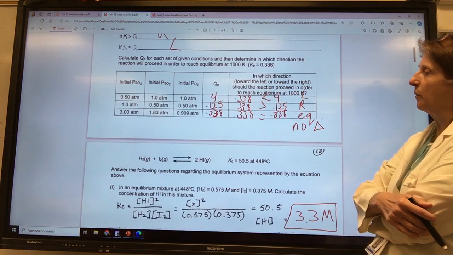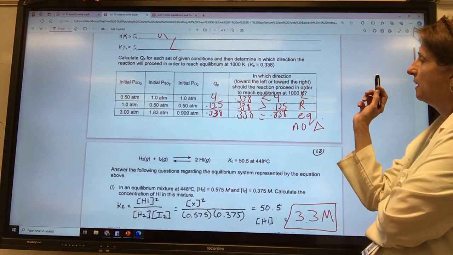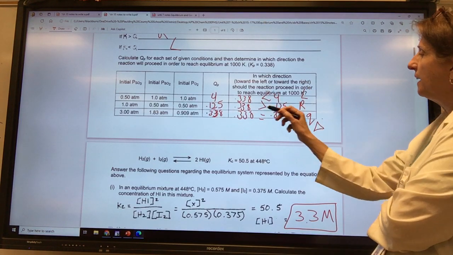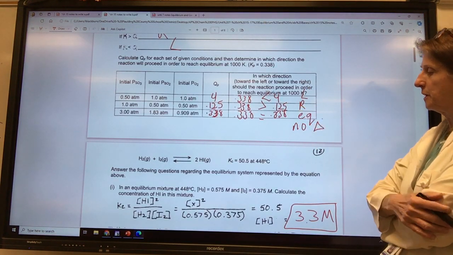4 is bigger than 0.338, so it's going left. 0.338 is bigger than 0.125, so it's going right. And here they're equal, so it's at equilibrium, there's no change.